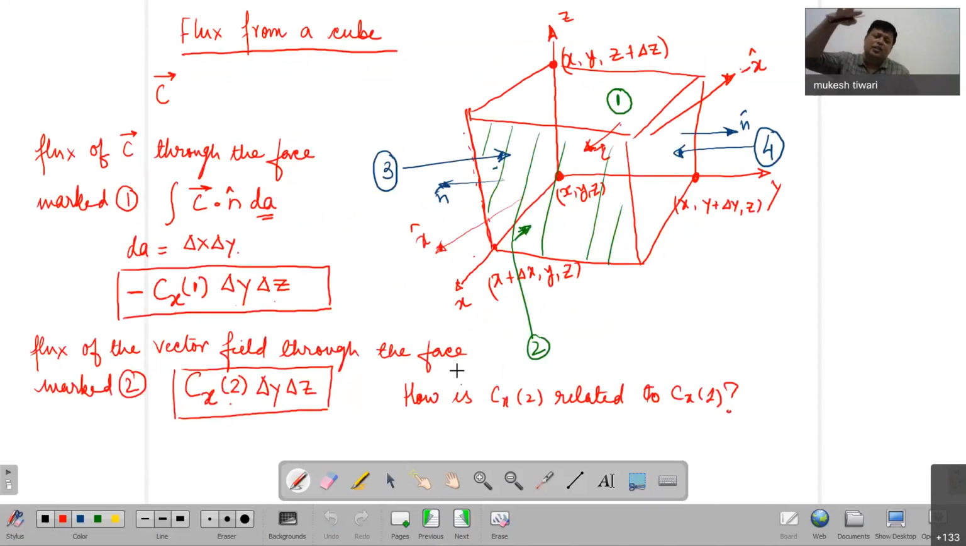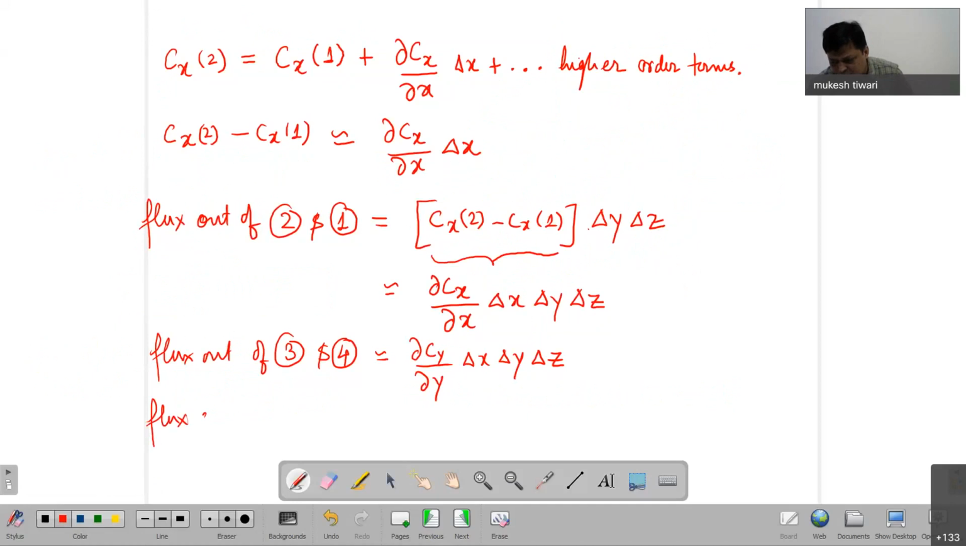And finally, the only two phases that remain are the top and the bottom phases. So let's label the bottom one as phase 5 and the top one as phase 6. And calculate the flux out of 5 and 6. Now remember that one is at z, the plane where z is equal to z, and the other is at z plus delta z. And you are going to relate the value of the field at the plane where z takes the value z, and the value at the other one, phase 6, where it takes the value z plus delta z. So this would be equal to the derivative of the z component with respect to z, delta x, delta y, delta z.